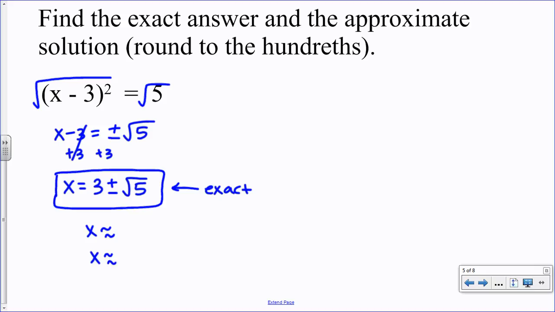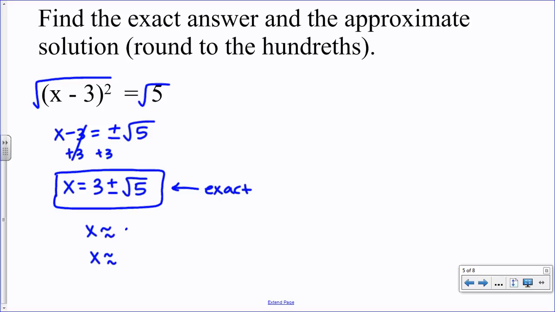And it says round to the hundredths place. So that means you round to 2 decimal places. I will take off if you don't round correctly. Okay, you should be able to round by now. Pay attention to it.